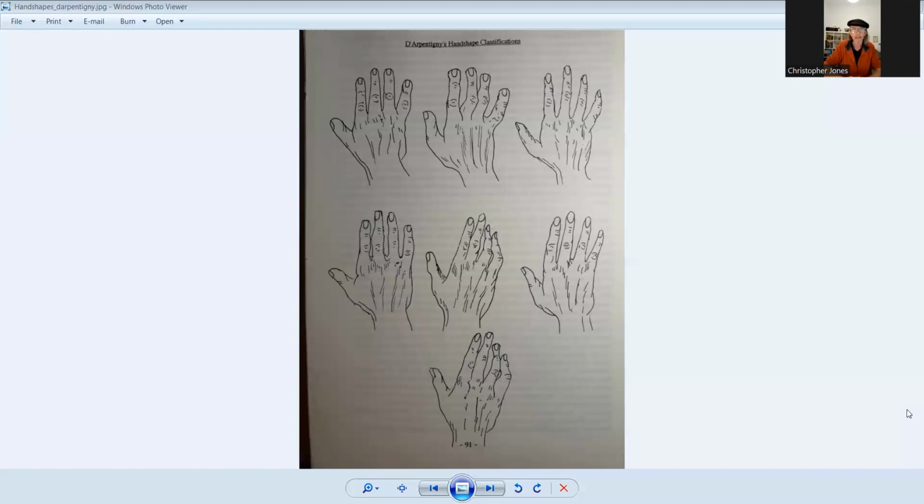And you find it replicated again and again and again in palmistry books. And it's an absolutely completely flawed system, as in fact his admission that most hands fall into the mixed type clearly indicates.